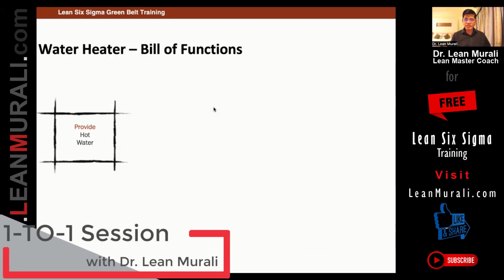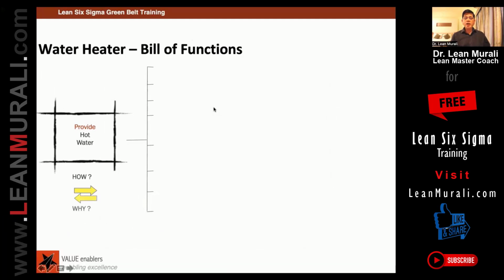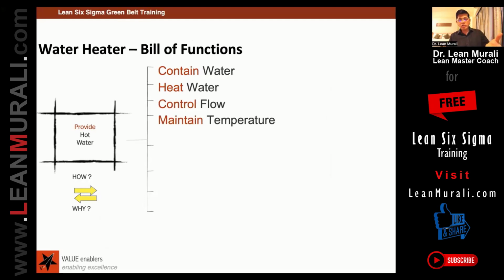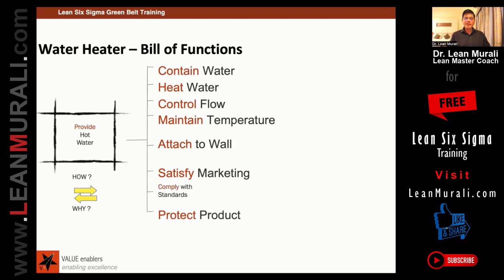Water heater also, for example. Provide hot water is what it does. But how it provides hot water is: one part contains water, one part heats water, one part controls the flow, one part maintains temperature, one part helps to attach to the wall, one branding is to satisfy marketing, and one complies with the standards and protects the product. So that is one more example for you to understand what bill of functions is.